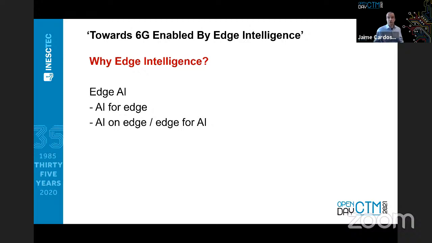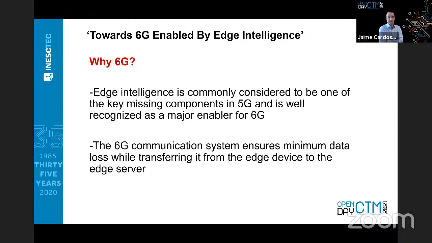And then the question is also why bring 6G into this discussion. I think it's clear by now, and accepted by many, that one of the key aspects missing in 5G is really this edge intelligence, powered by deep learning and machine learning. 5G was a step in the right direction, but it really is not answering these critical applications that I enumerated before.